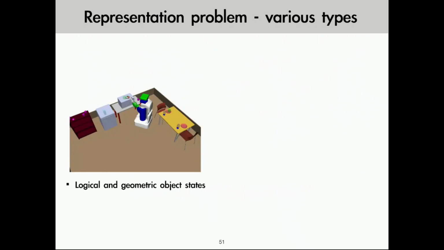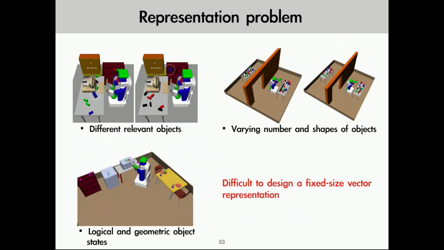Another complicating factor is that we have these logical and geometric object states. Going back to this problem of cooking a meal for dinner, we have symbolic object states that encode whether the object has been cooked or not. And we also have a geometric object state, which encodes the x, y, z, and roll, pitch, yaw of the object. All these factors really make it difficult to design a fixed size vector representation. And this is one of the challenges that I deal with in my research.